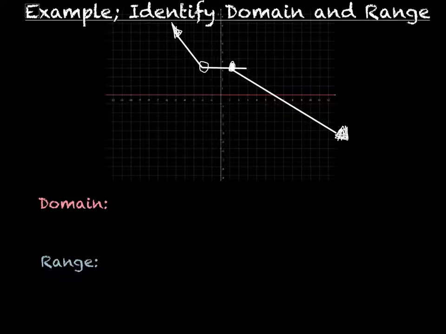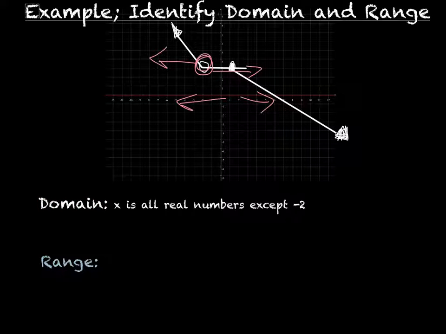In this next example, we want to find the domain and range of this function. When we are looking at the domain, we are looking left and right, and it ends up going forever in the right direction and forever in the left direction. However, there is a hole right there, and then it goes forever from there and from there. So that means we can't include that number. So x can be all real numbers except negative 2, and the reason is because right here x is negative 2, and there's a hole in the graph there.